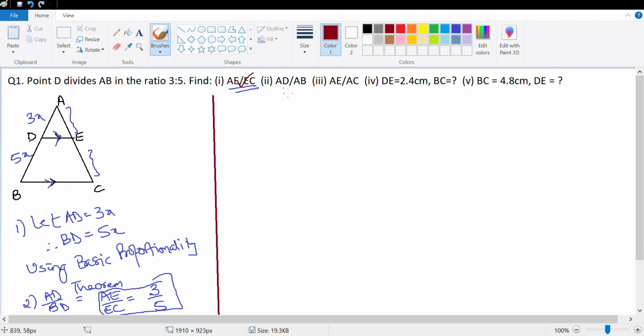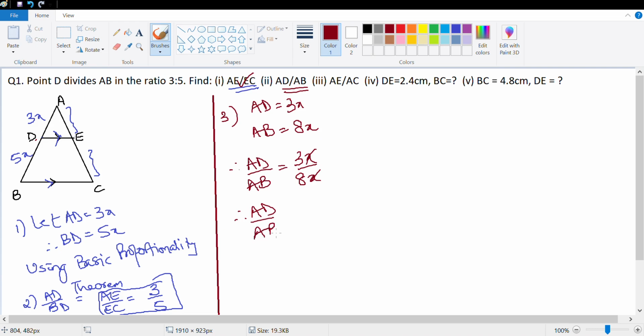Let's look at the second part, AD upon AB. So AD is equal to 3x, which we've taken from 1, and AB is equal to AD plus BD, which is 3x plus 5x, that's 8x. Therefore, AD upon AB would be equal to 3x upon 8x, which means therefore AD upon AB is equal to 3/8. That's my point number 4.